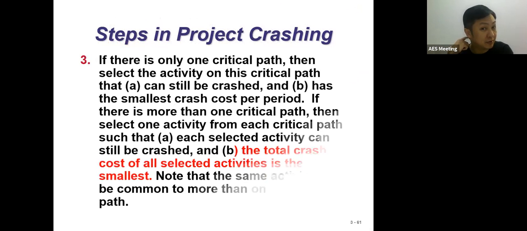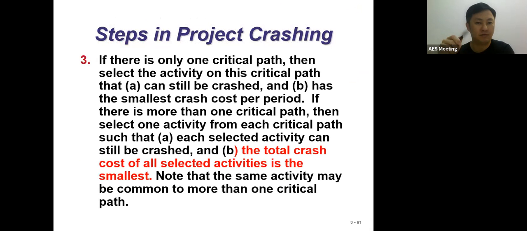Now, the steps in project crashing. Always think of 2 criteria. First, the activity must be able to be crashed, so we know which activities can have their duration reduced. Second, we select the activity with the smaller crash cost per period. If we are unable to get that, we can reselect the activity to crash again.